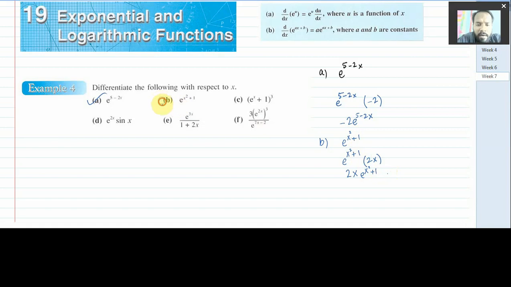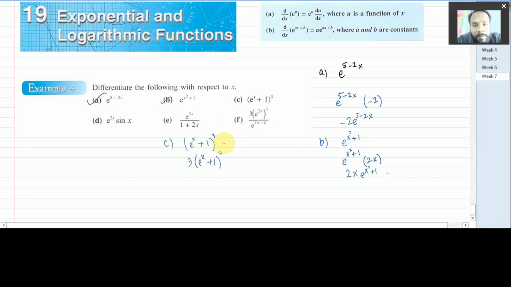Similarly, if I start with the third part, part C. All right. It says e to the power x plus 1, and whole power 3. All right. So now you can observe that we have a power here, right? So first we need to differentiate the power, and we know very well how to do that. It's very simple. First we write down the power and subtract 1 from the power. So 3 minus 1, it's 2. All right. So the power is differentiated.